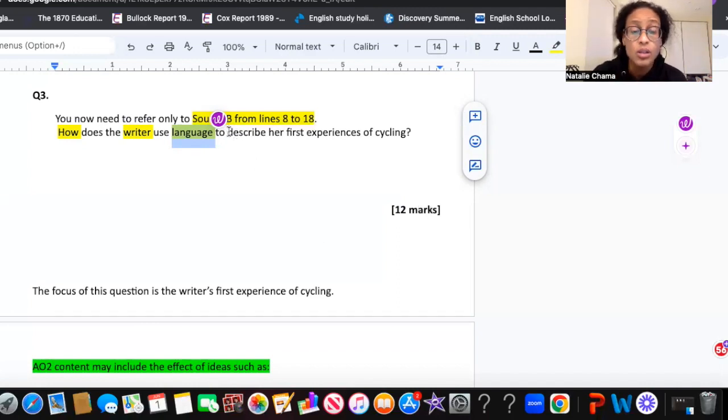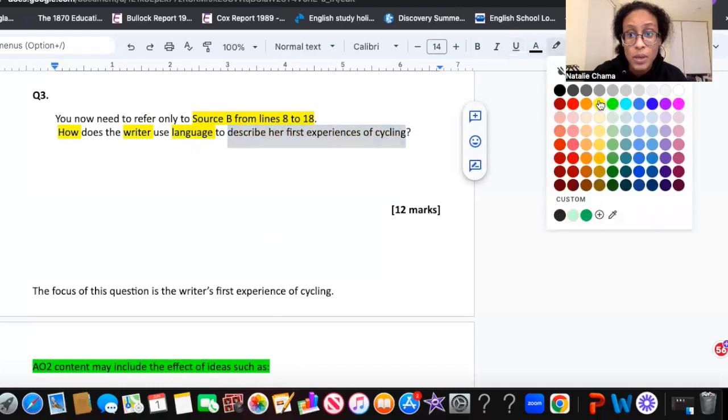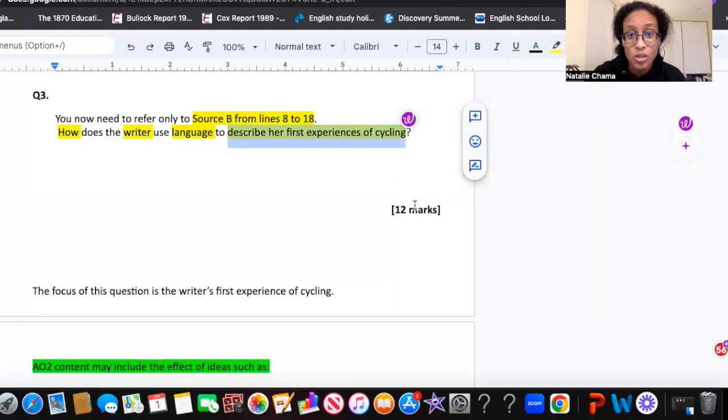And then the main part that you are focusing on is describe her first experiences of cycling. So you can highlight all of that. Describing her first experience of cycling. So that's 12 marks. For a 12 marker, I would say you should write about 2.5 paragraphs, or even 3 max. But yeah, three paragraphs, I would say.